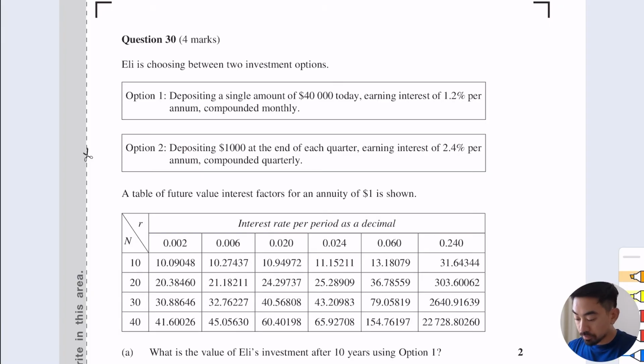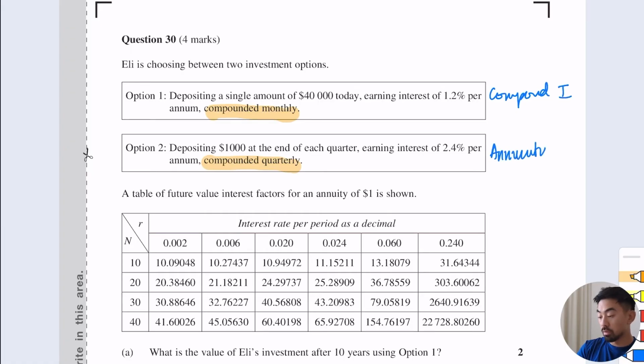Okay, question 30. Eli is choosing between two investment options. So option A, depositing a single sum of $40,000 today, earning interest 1.2% per annum compounded monthly. And option 2, depositing $1,000 at the end of each quarter, earning interest at 2.4% per annum compounded quarterly. Okay, so what's the difference here? Well, this first option is just straight up compound interest, whereas our second option is an annuity because we're putting money in at regular contributions.